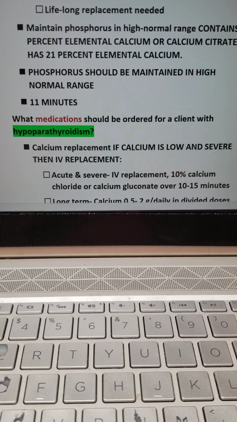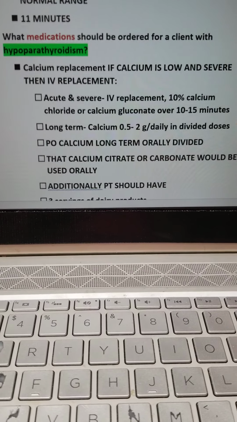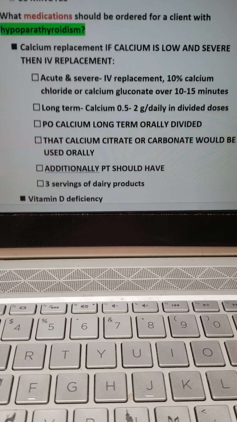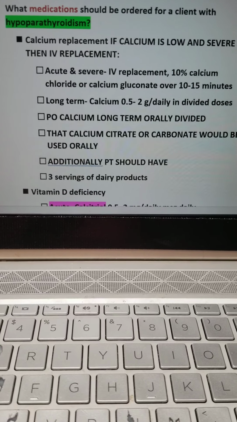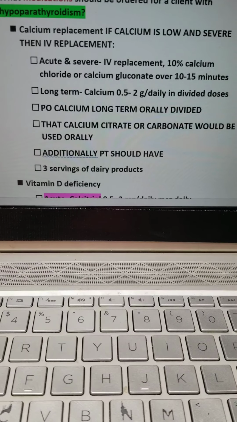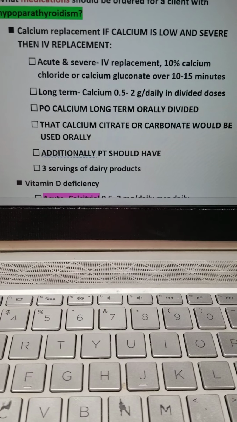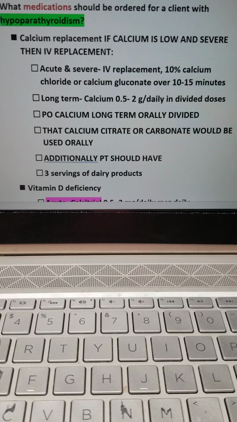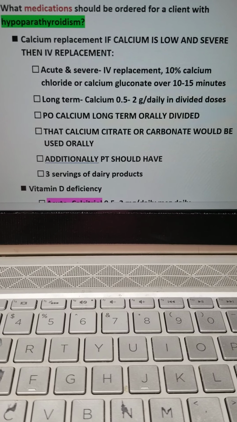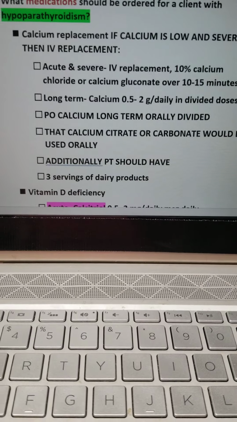What medications should be ordered for a client with hypoparathyroidism? Calcium replacement. If calcium is low and severe, then you would use calcium through IV replacement. Acute and severe IV replacement would be 10% calcium chloride or calcium gluconate over 10 to 15 minutes. For long-term calcium use, you do 0.5 to 2 grams daily in divided doses.